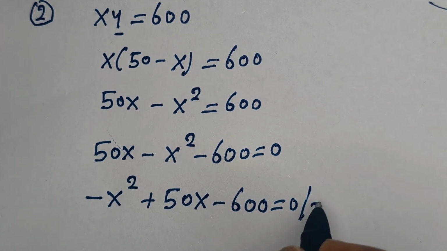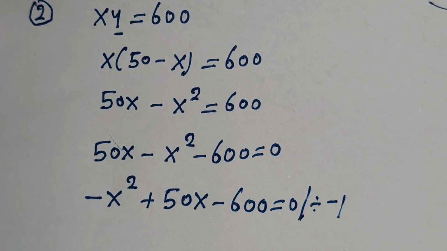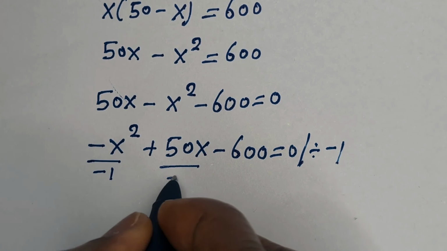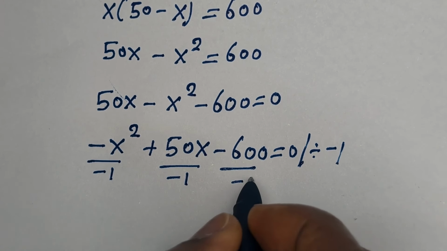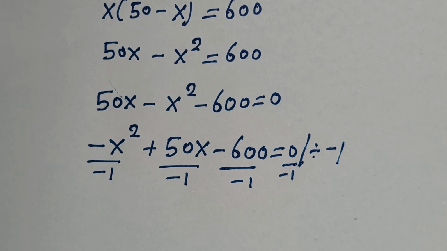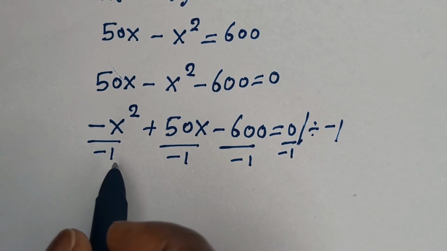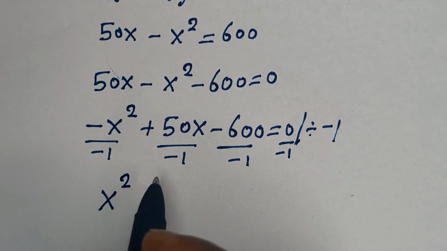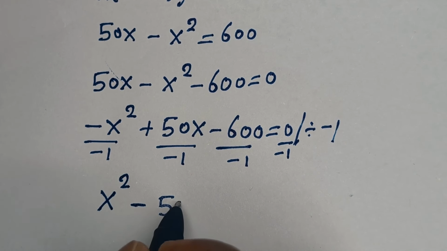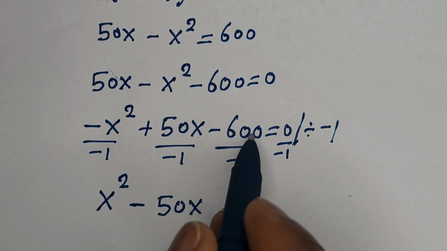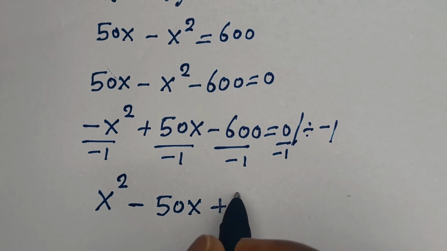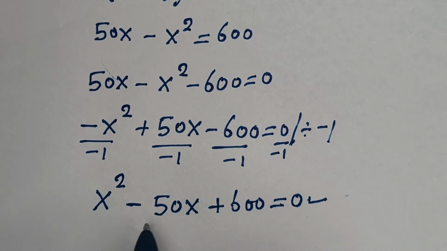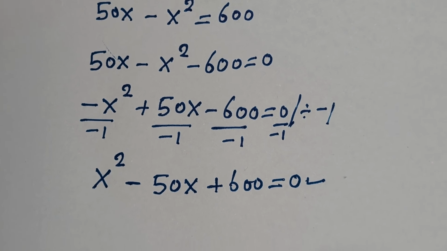Let us divide the whole of this equation by minus 1. This divided by minus 1, this divided by minus 1, and this divided by minus 1. Then 0 is also divided by minus 1. Minus x squared divided by minus 1, we have x squared. Plus 50x divided by minus 1, this is minus 50x. Minus 600 divided by minus 1, this is plus 600 is equal to 0. This is a quadratic equation which can be solved using the quadratic general formula.